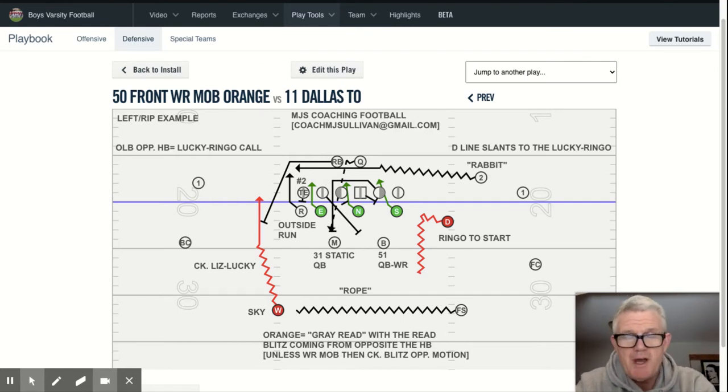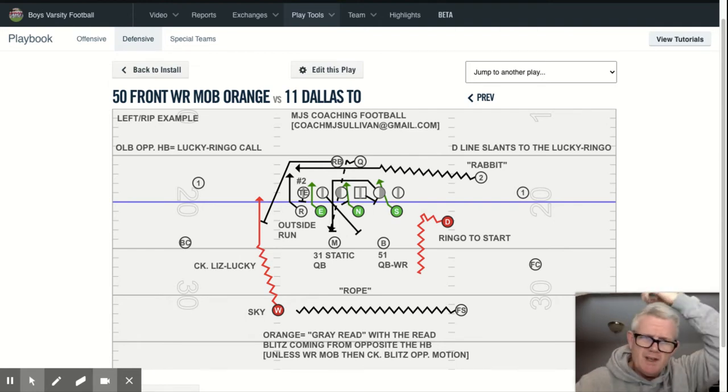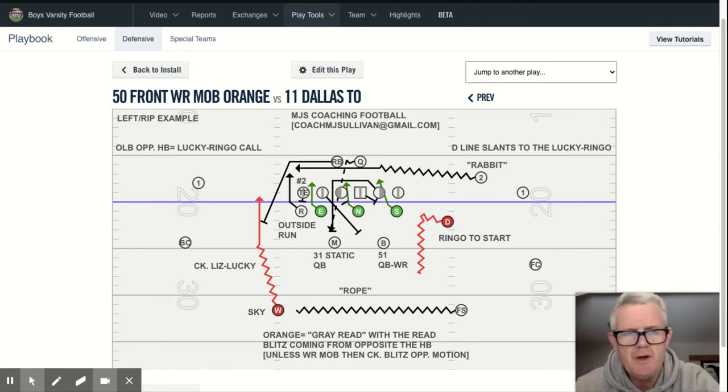And then also my background, it's my 38th year coaching football. I've either been a defensive, offensive, or special teams coordinator, as well as a head coach at both the collegiate and high school levels. In this presentation, I want to talk to you about what we call orange.